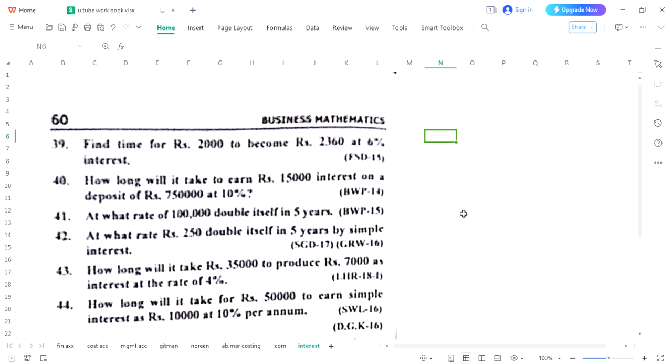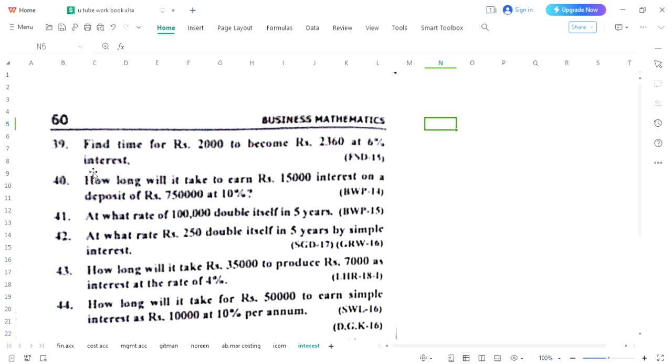Today's target is to solve these short questions related to borrowing cost. Borrowing cost means you have taken a loan from somewhere, from a bank or from any organization, and now you will have to pay an additional amount in terms of interest.